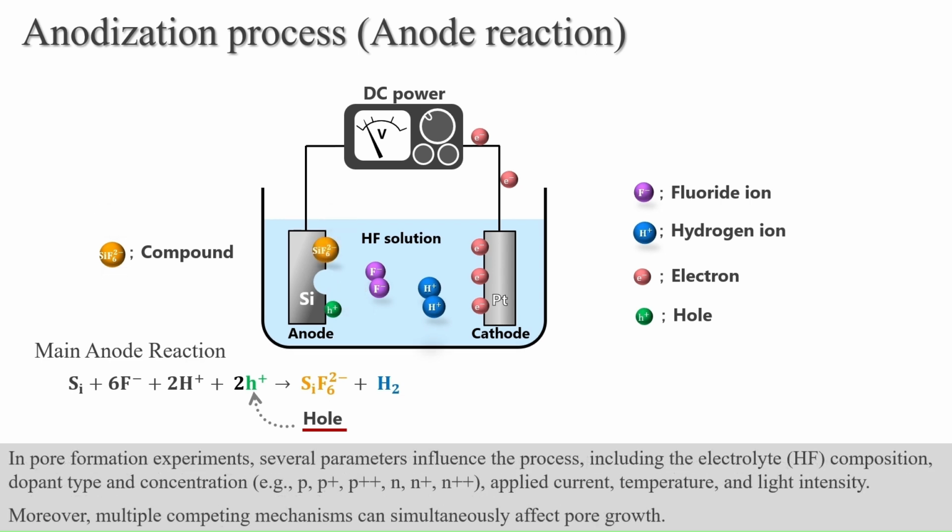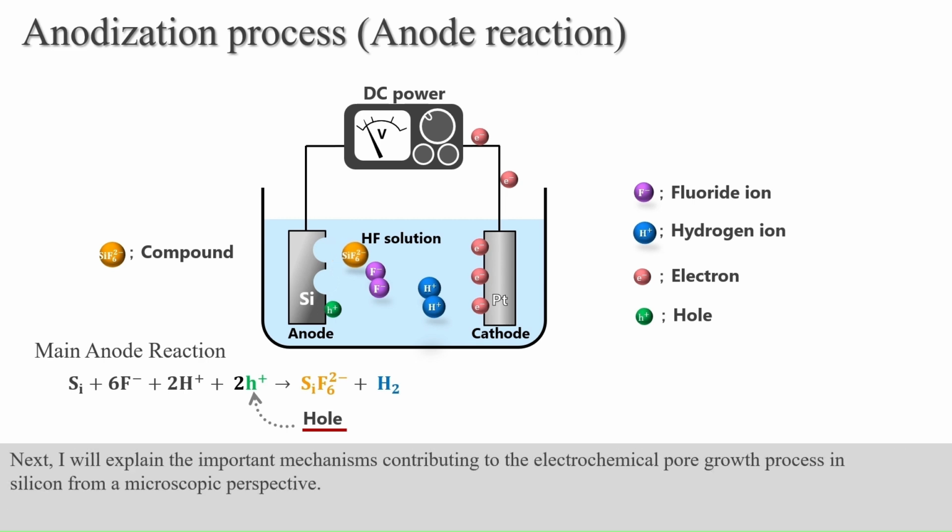In pore formation experiments, several parameters influence the process, including the electrolyte composition, dopant type, and concentration, for example P+, P++, N+, N++, applied current, temperature, and light intensity. Moreover, multiple competing mechanisms can simultaneously affect pore growth. Next, I will explain the important mechanisms contributing to the electrochemical pore growth process in silicon from a microscopic perspective.